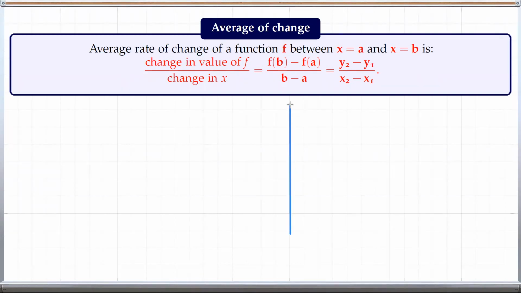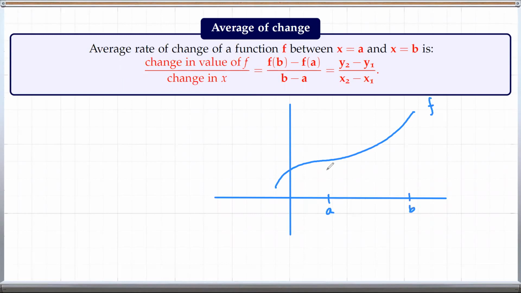If we look at the graph, it means something like this. So if you have function f like this one, x equals a is here, x equals b is here. The point a, f of a would be right here, and the point b, f of b would be over there. So when we say average rate of change of f, we are looking at change in f when going from a to b. So which will be this height, because f of a is right here.